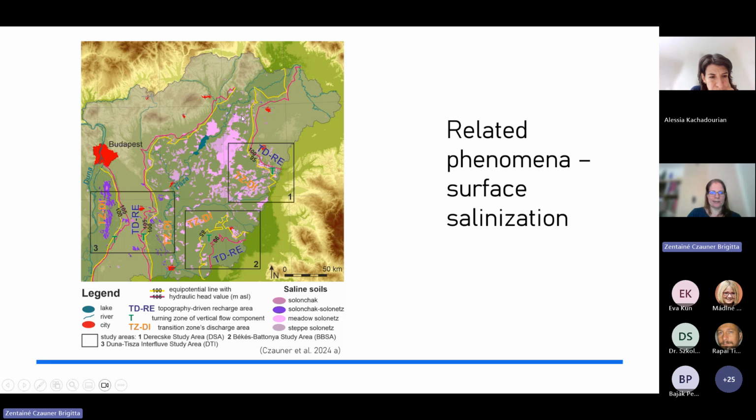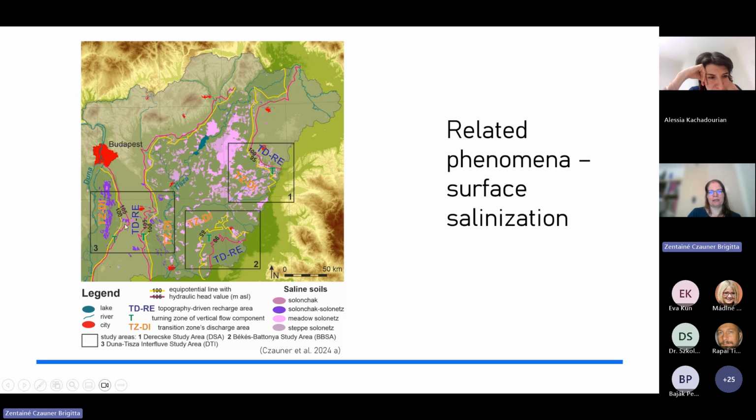Actually, these purple or purple-like colors show us areas where we can find surface salinization phenomena, such as saline soils and lakes and saline vegetation. And all of these areas can be found in the discharge areas of the transition zone.